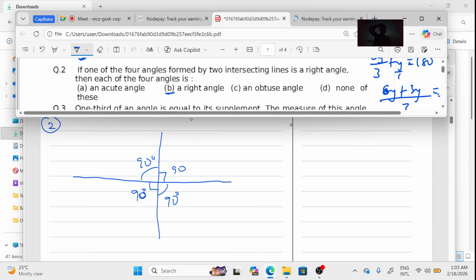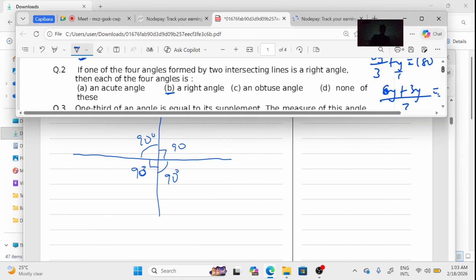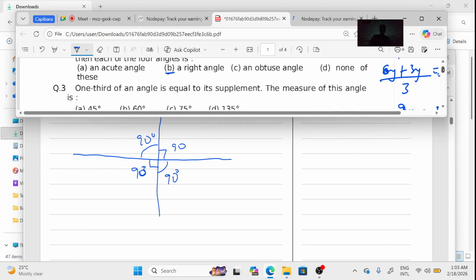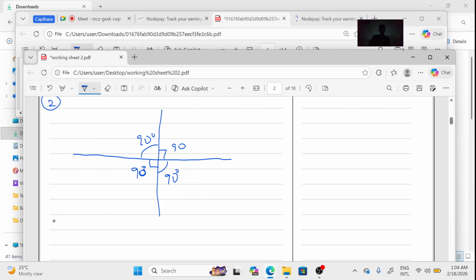Now question 3, we did it last week. I think you should still be able to remember that. So what do we have in question 3? Question 3 says 1/3 of an angle is equal to its supplement. So the measure of this angle is what? One third is 270.